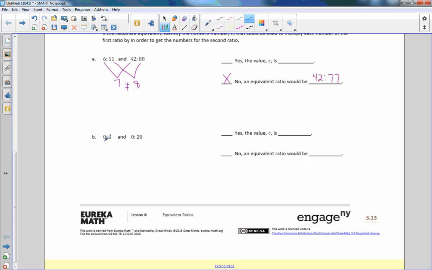0 to 5 and 0 to 20. So what do I multiply 0 by to get 0? Well, it could be 1, 2, 3, or 4. 0 times 4 is 0. 0 times 3 is 0. Then if I come over here and do the same thing, 1 is not true, so it can't be 1. 5 times 2 is 10, so it can't be 2. 5 times 3 is 15, so it can't be 3. And 5 times 4 is 20, so it has to be 4. So I will check yes, and the value C, the constant that we're multiplying by, is 4.